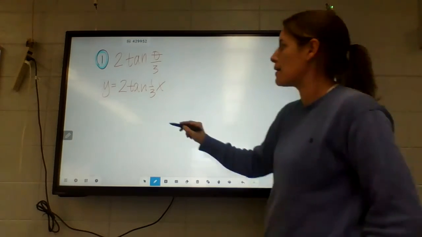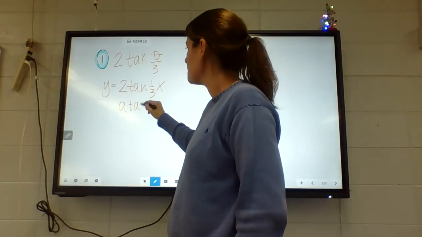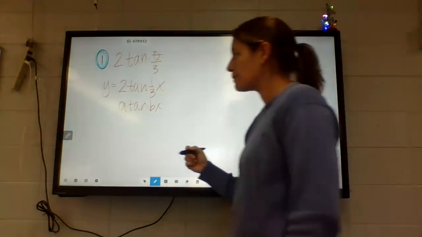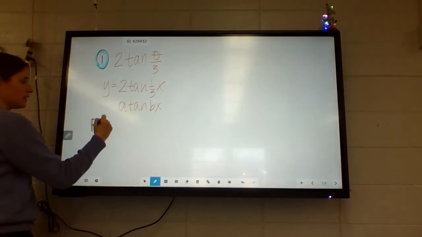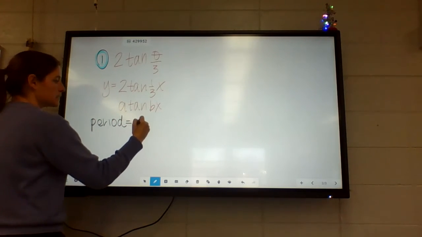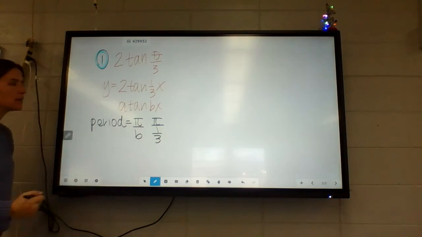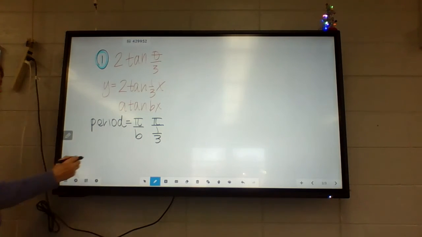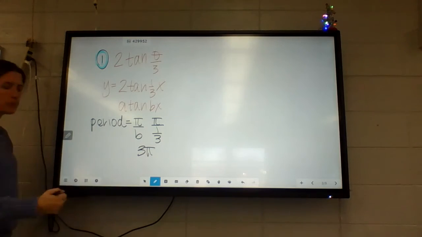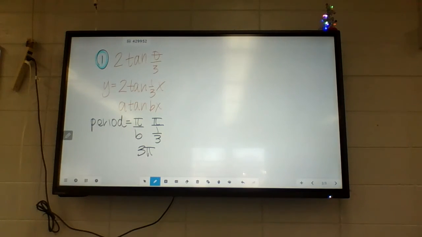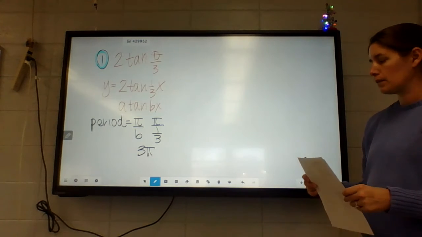So that's my A and my B. That B is important because that's going to change my period. It's pi divided by B. So pi divided by 1/3. So this one's going to be 3 pi, right? Now if you look at their scale they chose to use, 3 pi is pretty far down the line there, right?